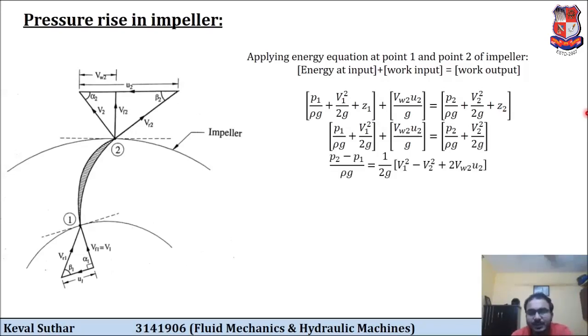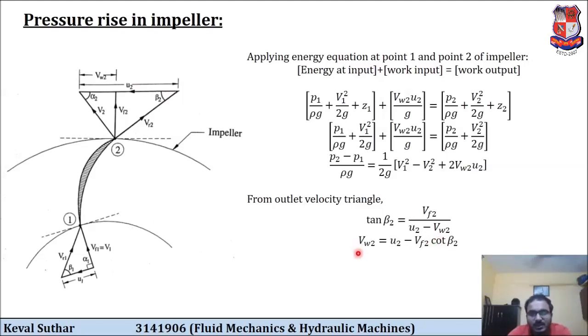Then finally we will get (P2 minus P1) by rho g is equal to 1 by 2g (V1 square minus V2 square) plus (2 VW2 U2). Now from the outlet velocity triangle, if you see, tan beta 2 is VF2, that is this side, divided by this side. This side is U2 minus VW2, and rearranging we can make VW2 the subject, which will be VW2 equals U2 minus VF2 cot beta 2.